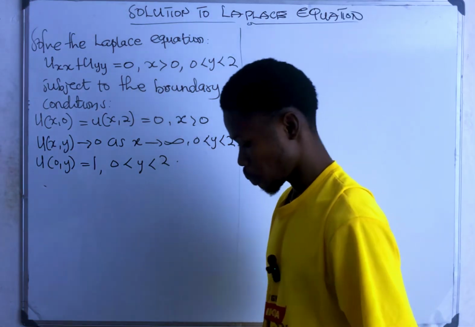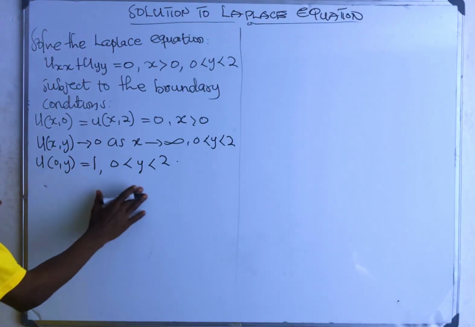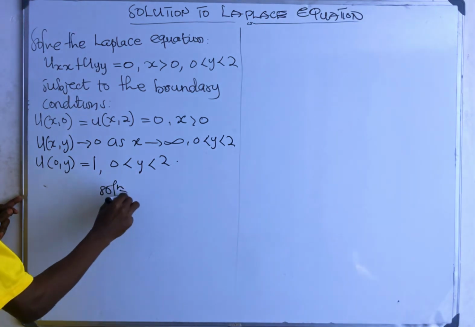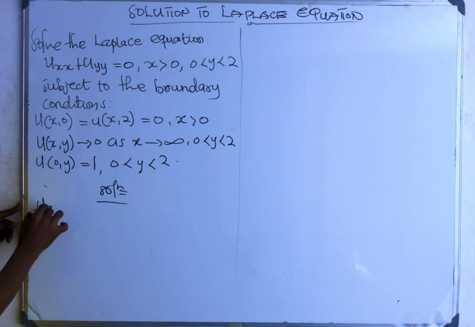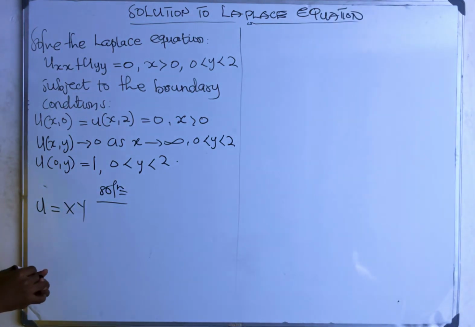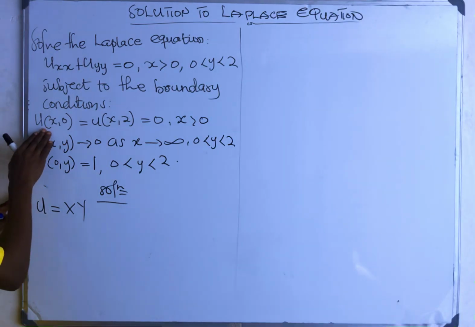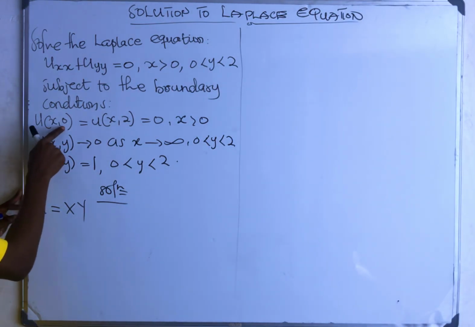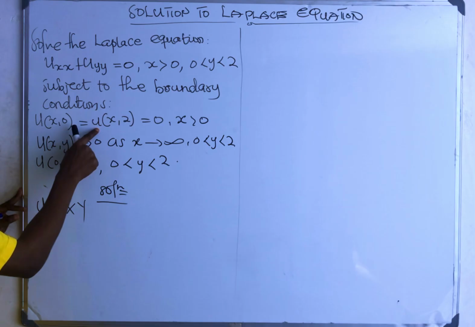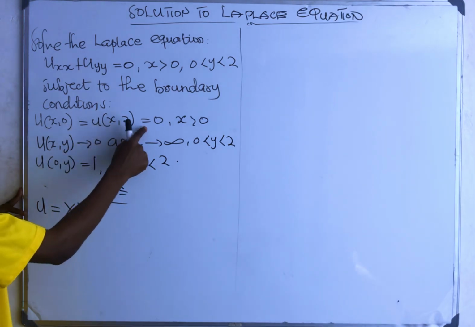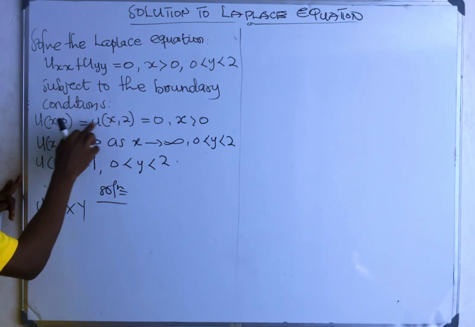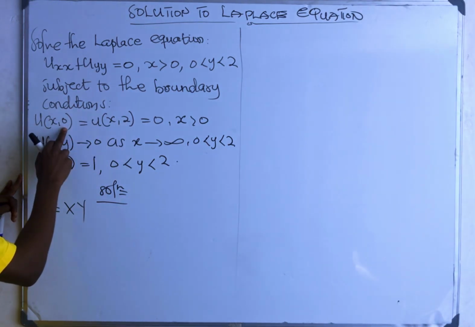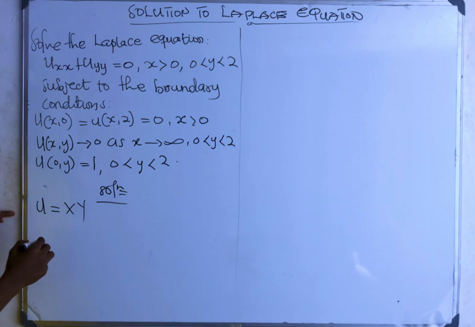So let's start. Let me take the solution here. We know what to do first. First, we set our general solution to be u equals X(x)Y(y). Is that okay? Now, it is stated clearly that u(x,0) equals u(x,2) equals 0. So, it means that the boundary conditions are on what? Y. So, this is what we are going to do.